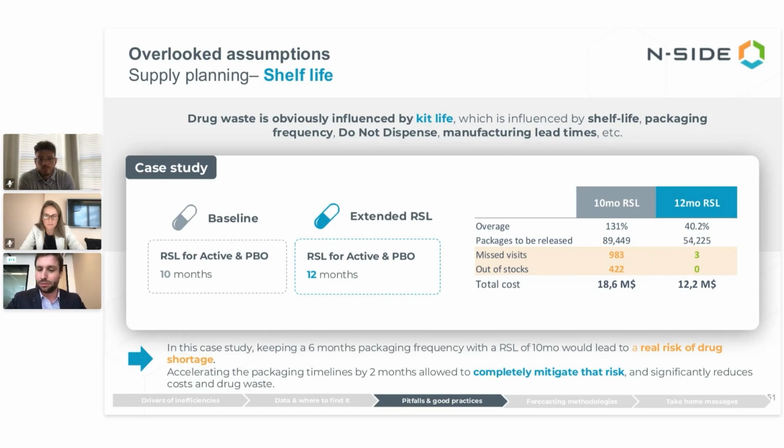Even if the numbers here are not so important to compare because they are really specific to this trial, the message is clearly that yes, the shelf life can have an impact on your forecast. You will not plan the same number of kits to release if you are in a situation with 10 months of remaining shelf life or 12 months. So it's also a good way to test the limits of the system that you are currently using.